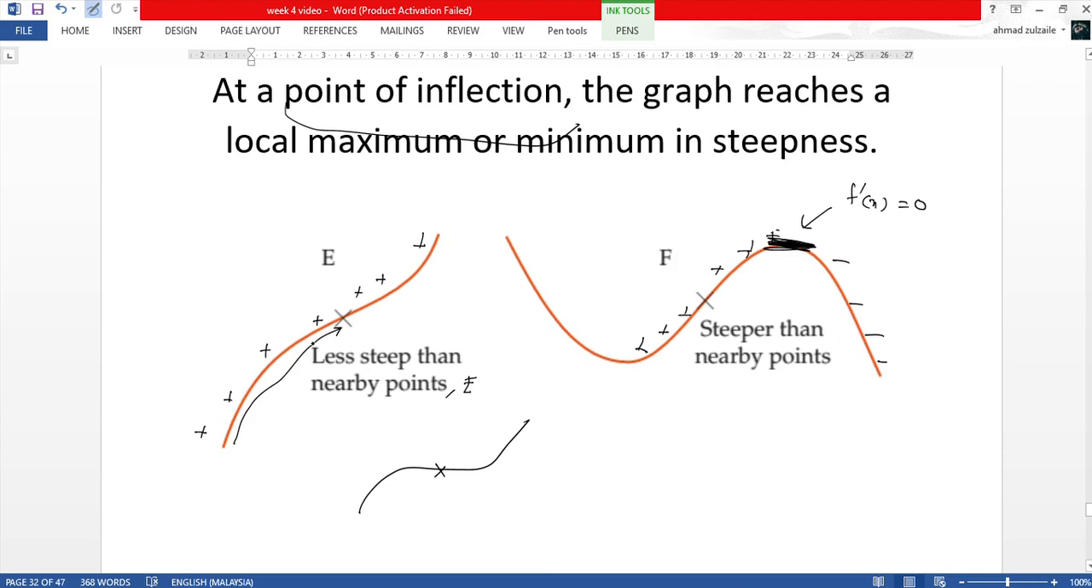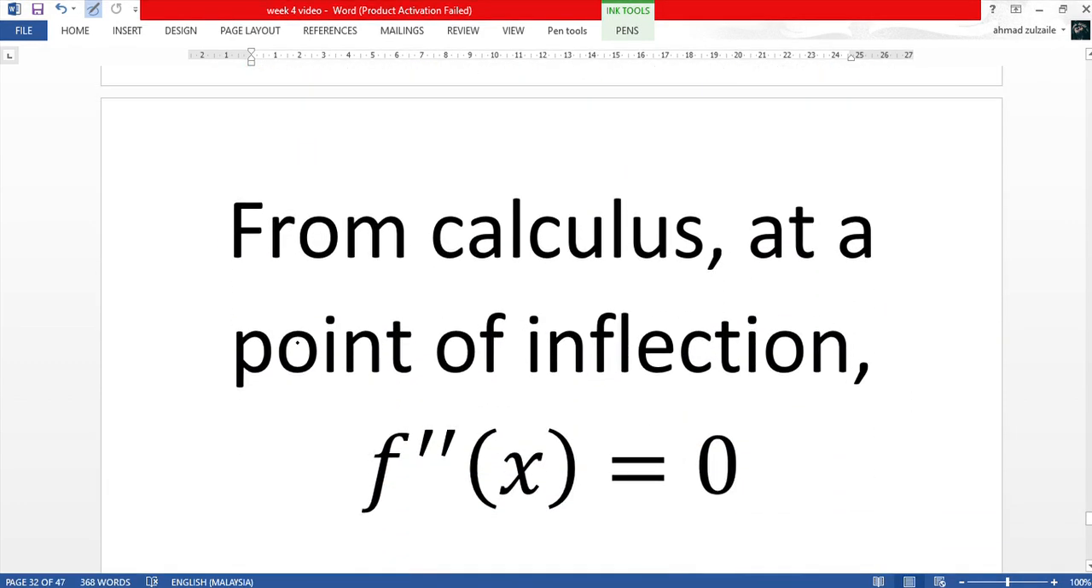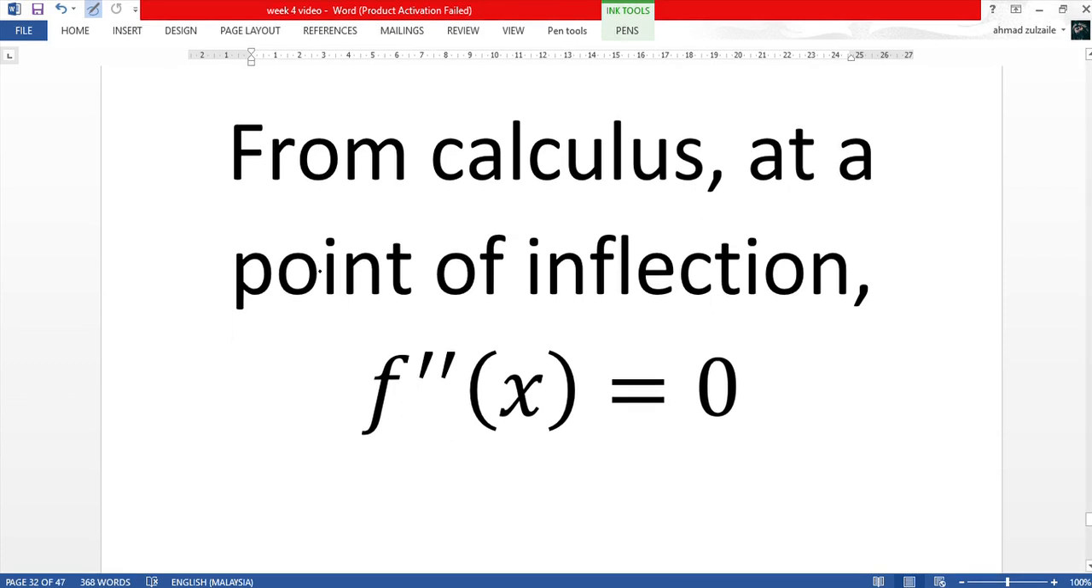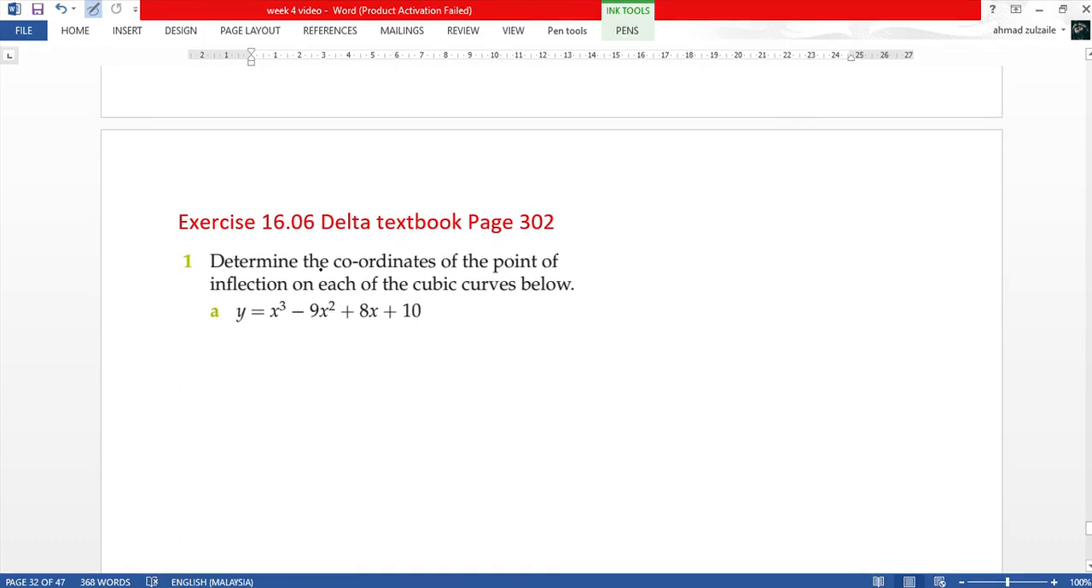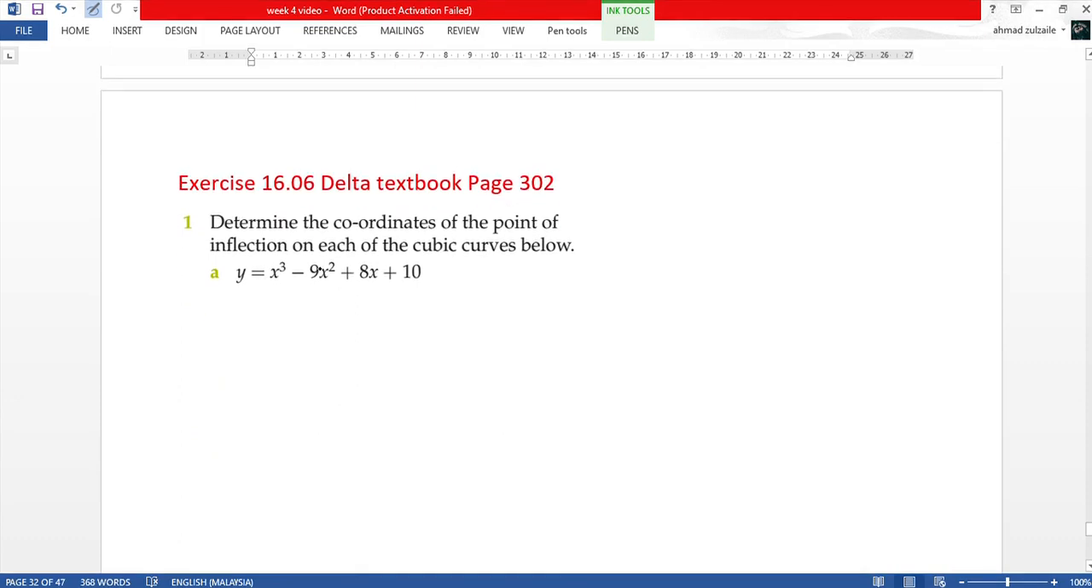Alright. So how to identify or how to determine the point of inflection? So kita gunakan second derivative test. Make sure your point of inflection gives us 0 by using the second derivative test. Right. So let's take a look at the example from delta.